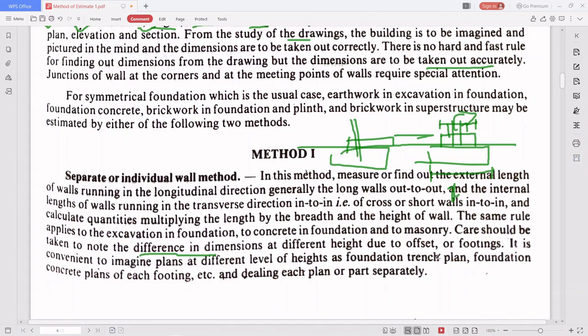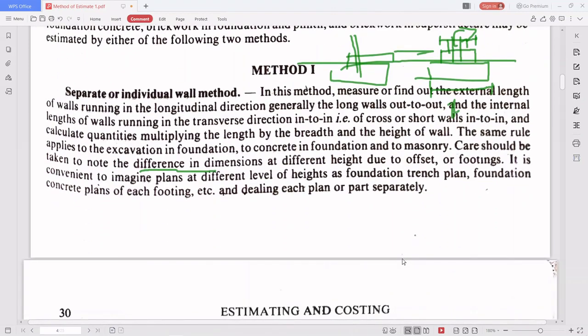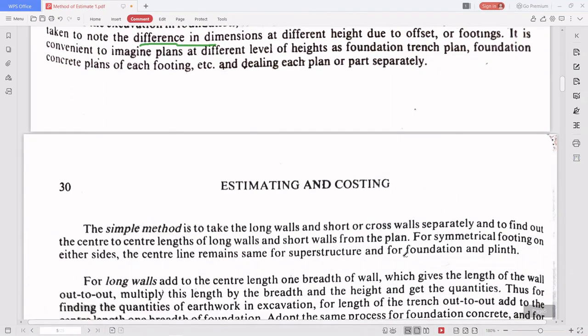It is convenient to imagine plans at different levels of heights: a foundation trench plan, a foundation concrete plan, or each footing, etc., and drawing each plan of the part separately. I'll explain it in the problem whenever we are going to do that.